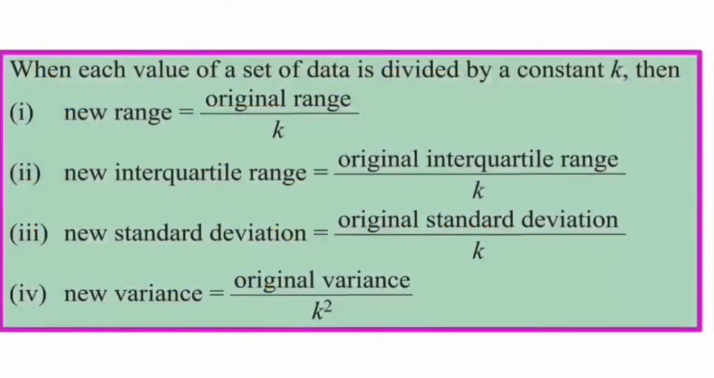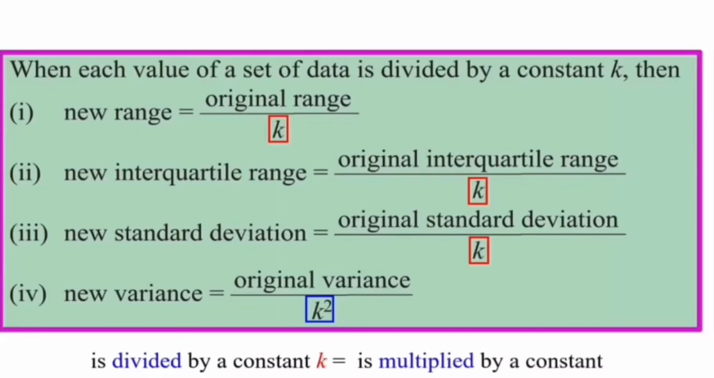And the new standard deviation, divided by 2, is 1.1576. So the conclusion is, when each of the set of data is divided by a constant k, the new range is equal to the original range divided by k. The new interquartile range is the original interquartile range divided by k, and the new standard deviation is the original standard deviation divided by k, but the new variance is the original variance divided by k squared. Last but not least, please remember dividing by k is equal to multiplying by 1 over k.